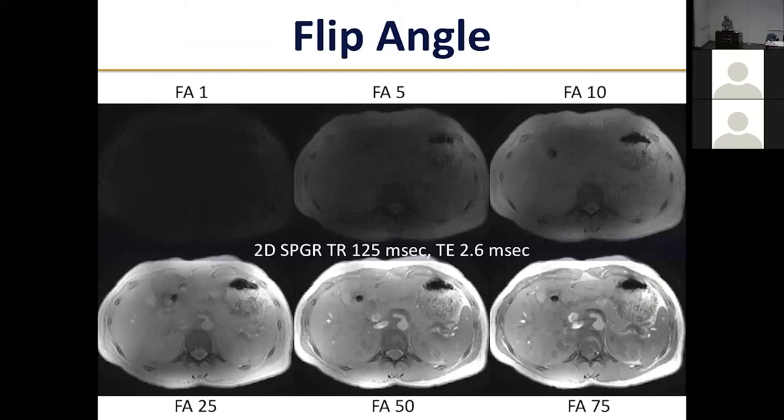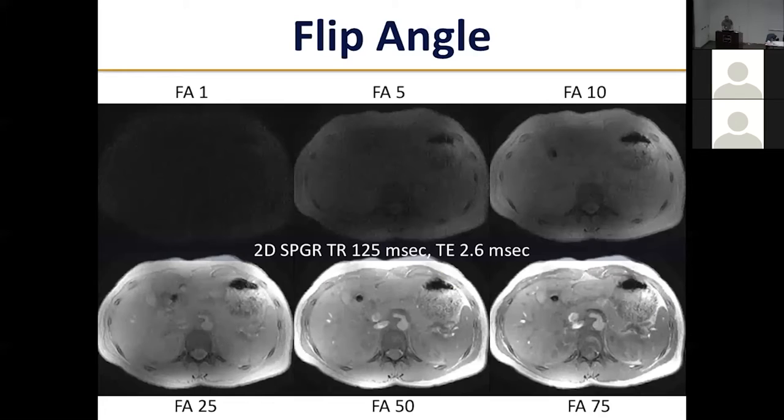And although you can't necessarily tell from these images, I'll tell you that the signal to noise actually peaks at around, in this case, a flip angle of 50, and then starts to go down. So unlike TR, where the signal to noise is continuously increasing, with flip angle the signal to noise reaches a peak and then starts to go down. I'll show you some more examples later that will make this more clear.